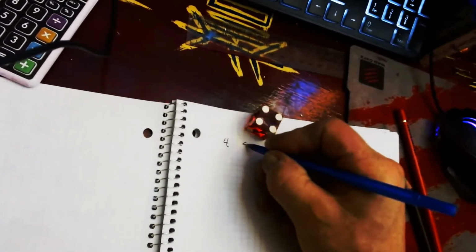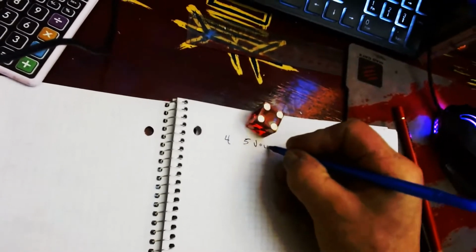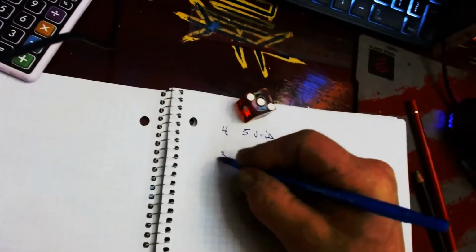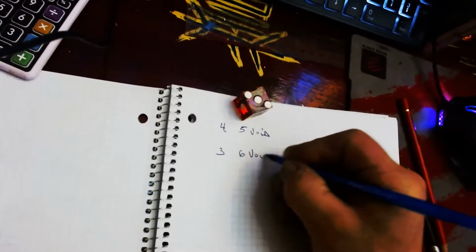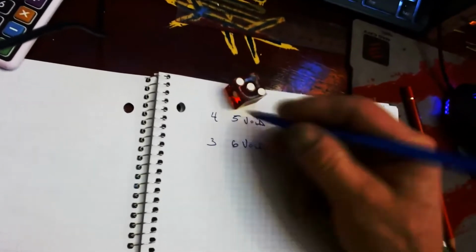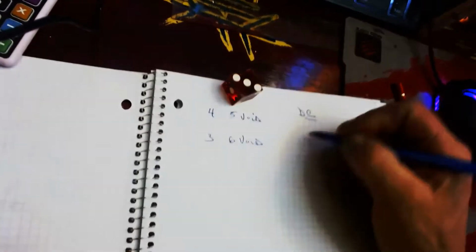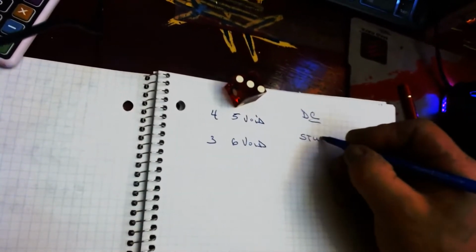Now, the reverse of your descent of 4 is 5 void. And your 3, which is the opposite, is your 6 void. So your DC, everything we talk about DC in all creation, is your student.